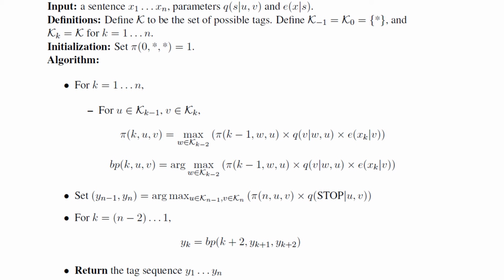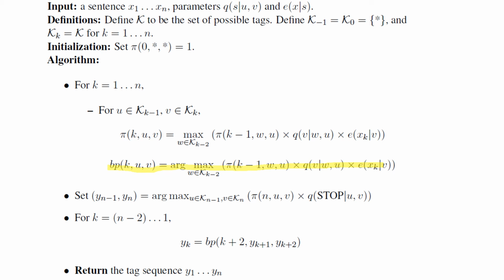So the key step is to store back pointer values, BP of k, u, and v at each step. If we compare this pseudocode with the previous slide, the modification is in this line of the code. These back pointer values record the previous state w, which leads to the highest scoring sequence ending in u, v at position k. And the use of back pointers such as this is very common in dynamic programming methods.